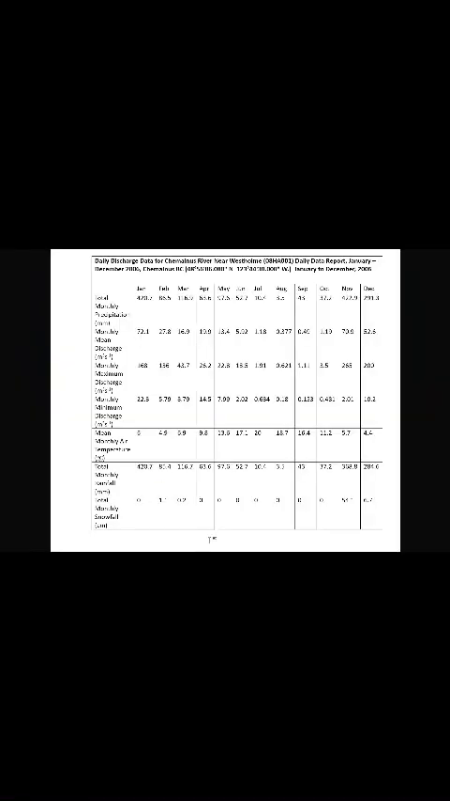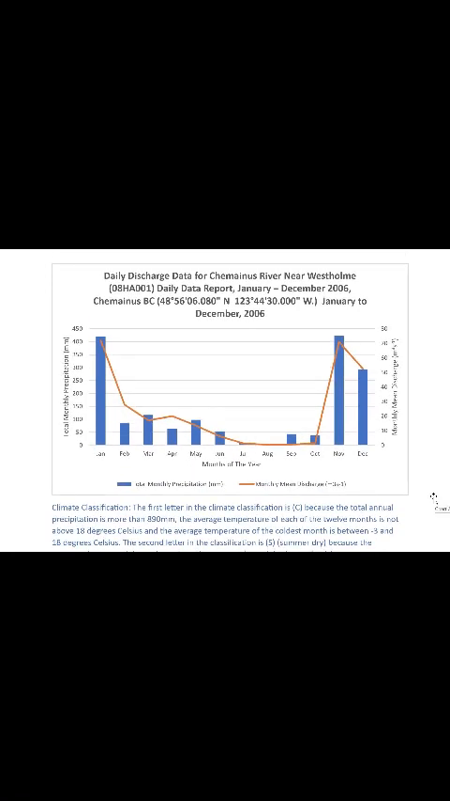Here's a table showing the daily discharge data for a location at the Chemainus River in 2006. And here's a hydrograph of that data in 2006. So the temperature and precipitation data was recorded at a station around this area, and then the daily discharge data was recorded at a station in this area for the river.